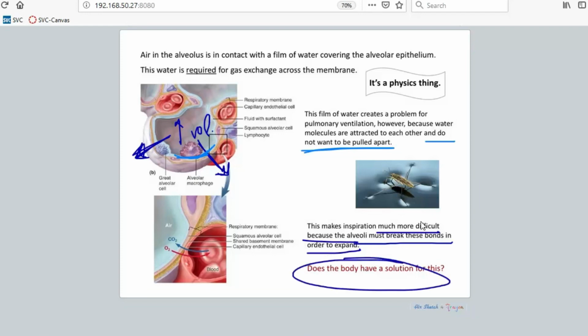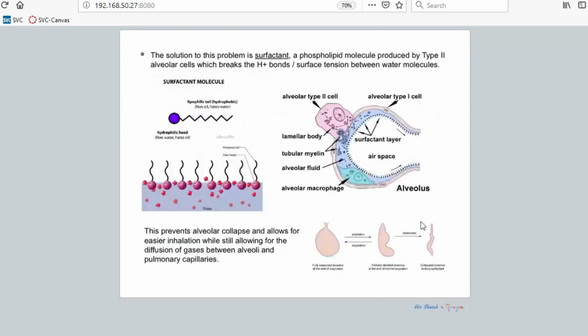So does the body have a solution to this? We need this water here for gas exchange, but at the same time, it's making it really hard for us to breathe because we can't expand our lungs as easily. Does anybody know the solution to that? The solution is a molecule called surfactant. And this is basically a soap molecule.